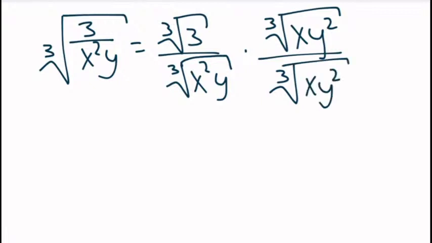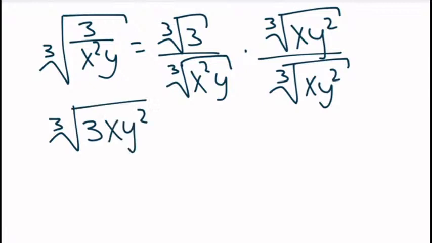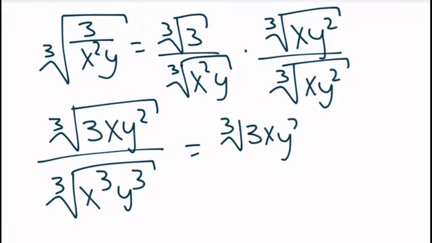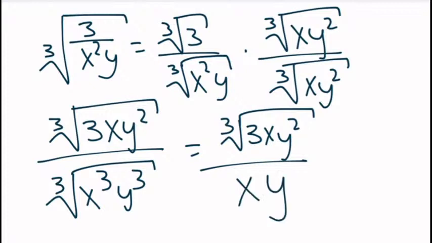And if you do this, for the numerator, we get 3 times x times y squared, which is just 3xy squared. And then for the denominator, we get x cubed and y cubed. And so we can take those out of the cube root, because now there's 3 of each of them, so we just get x times y for the bottom. And that's our final answer.